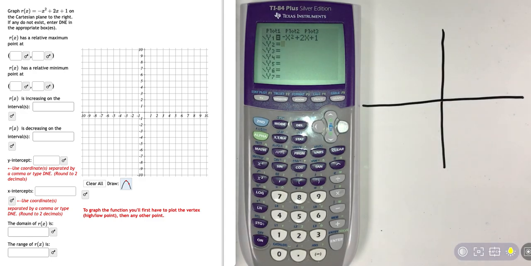All right, this video is going to walk you through how to get the maximum and minimum of a graph, increasing and decreasing intervals, intercepts, and domain and range. Let's get through the first part by getting our equation into our calculator.